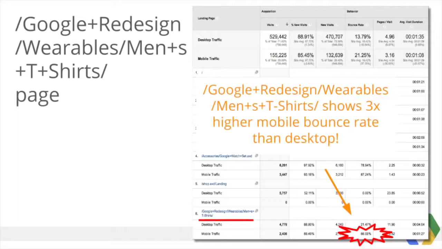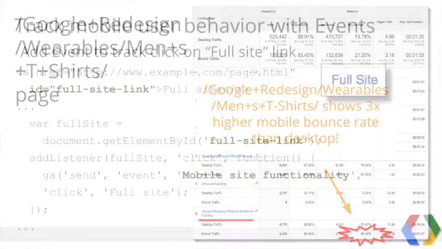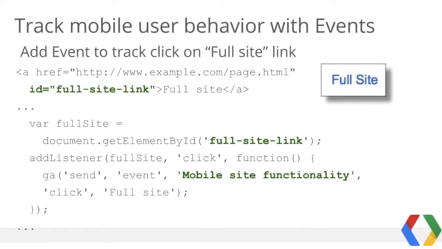The average mobile bounce rate is about 8% higher than desktop, but for this men's t-shirts category page, it's 3 times that. We'll flag this page as well. In addition to Google Analytics landing pages, we can use events to track mobile user behavior.